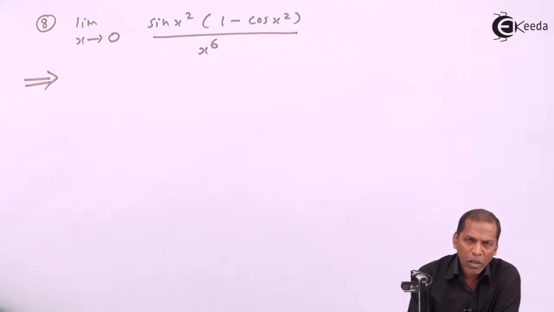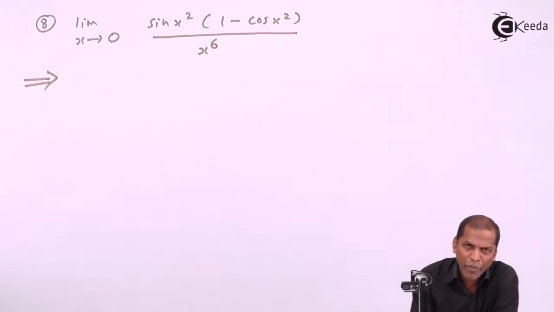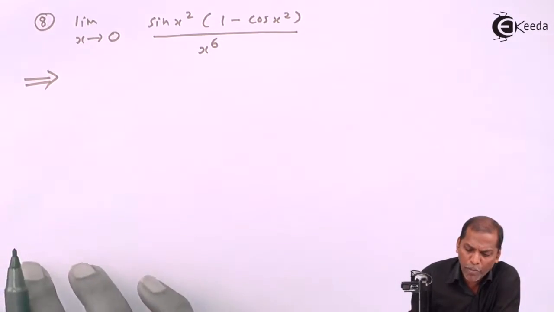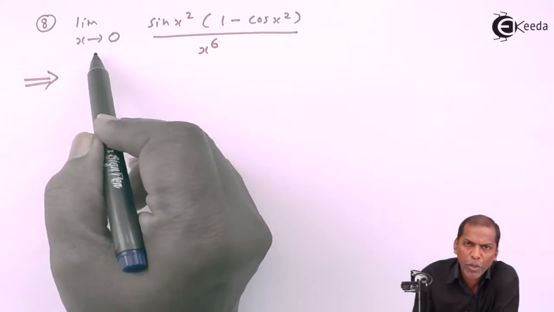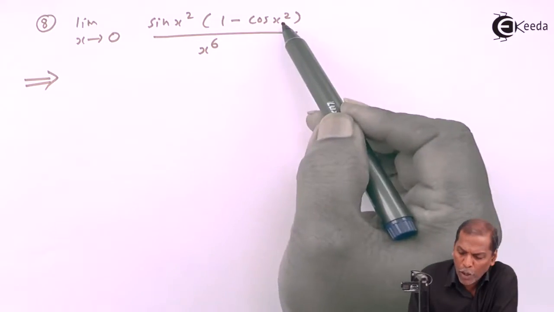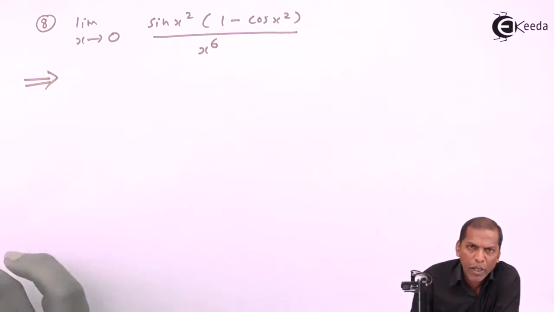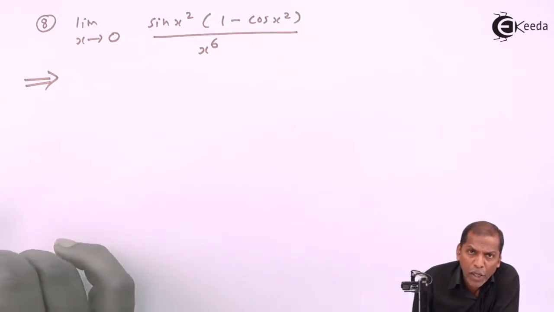Hello friends, now we see the problem number 8, which is also based on limits of trigonometric function of chapter limits. The problem number 8 is limit x tends to 0 sine of x square in bracket 1 minus cos of x square bracket complete whole thing divided by x raised 6. Now let's see the solution.